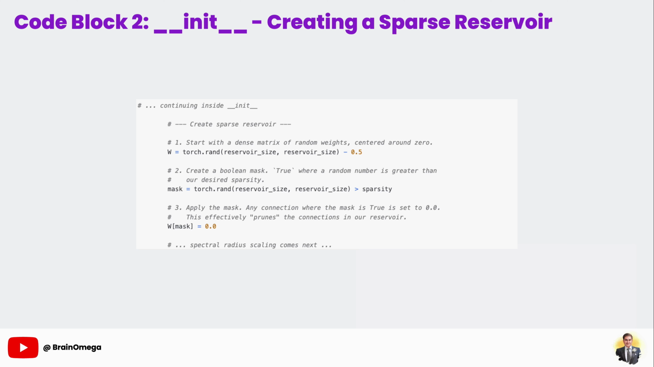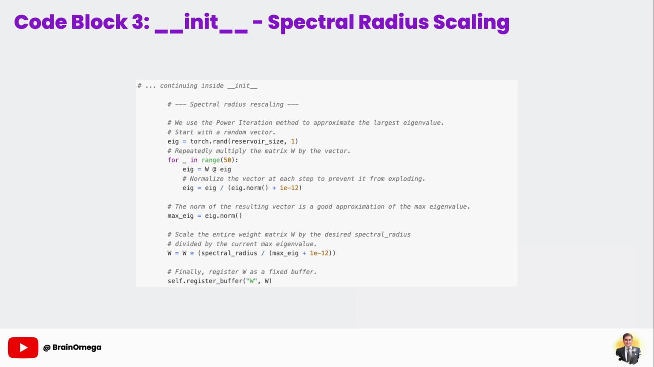The next crucial step is to make sure this network is stable. This next piece of code is the most mathematically important part of creating our ESN. It's called spectral radius scaling, and its job is to ensure our reservoir has the echo state property. In simple terms, this property means that the influence of a past input should gradually fade away over time, but not too quickly. If the echoes die too fast, the network has no memory. If the echoes explode and become chaotic, the network state is useless. We need to find that perfect balance.